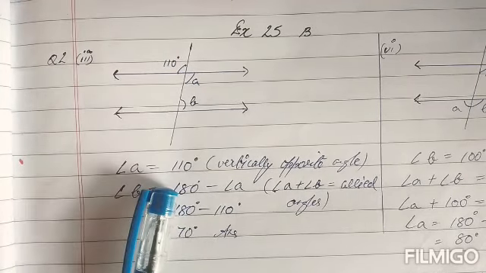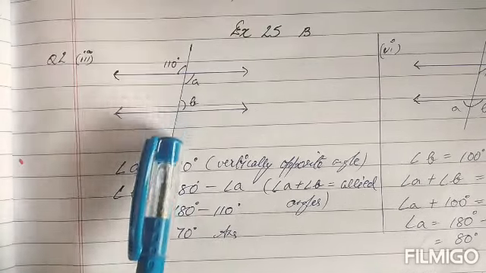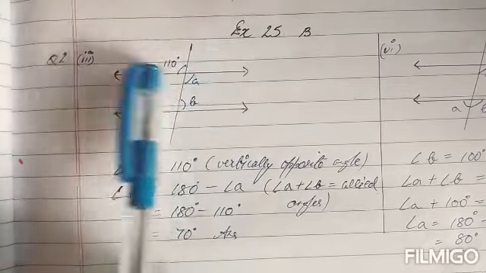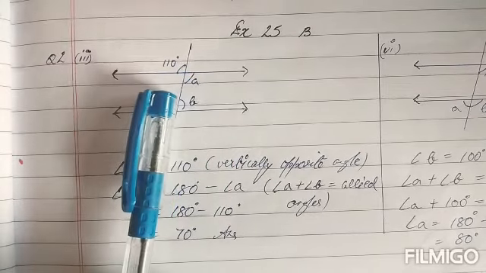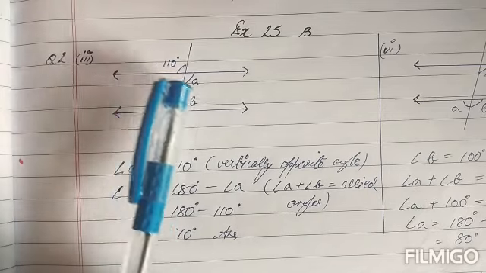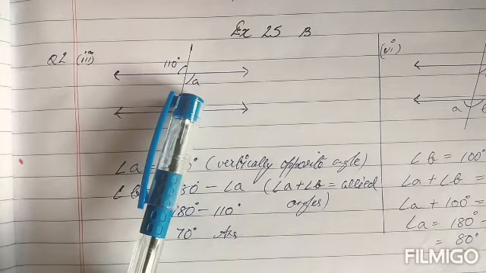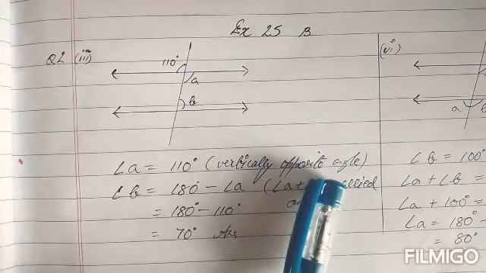Why? Because these are vertically opposite angles. Remember what was vertically opposite angle? The 2 angles that are formed when 2 straight lines meet at a particular point. So in that case, this and this line are the 2 lines that are meeting at the center point. So in such case, 110 and the value of A is going to be the same. So these are vertically opposite angles.